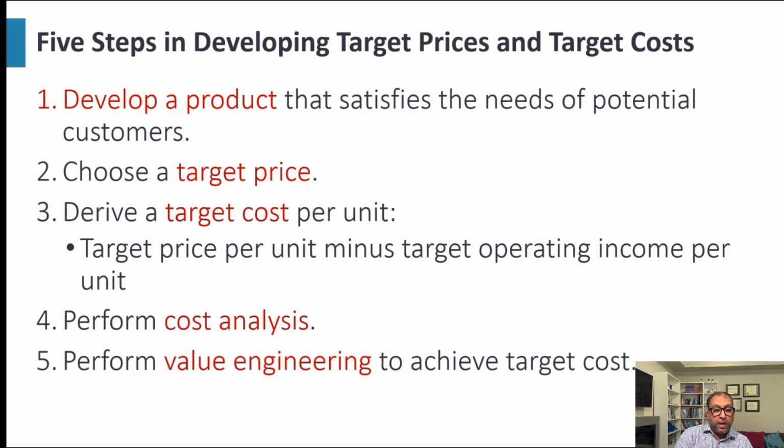So that's the way. Derive a target cost per unit: target price per unit minus target operating income per unit, and perform cost analysis, and perform value engineering to achieve the target. Now we do value engineering. Value engineering means that we do all our best to reduce the non-value-added costs. Value-added cost cannot be reduced because this way we compromise the quality, which cannot be afforded in a market environment. So we have to reevaluate the whole process, and we should reduce as much as possible the non-value-added costs.